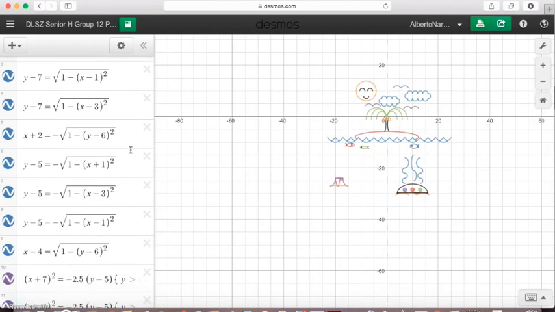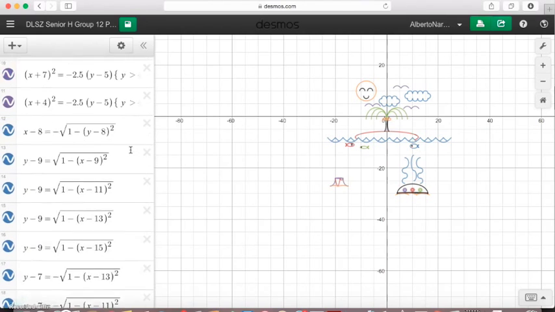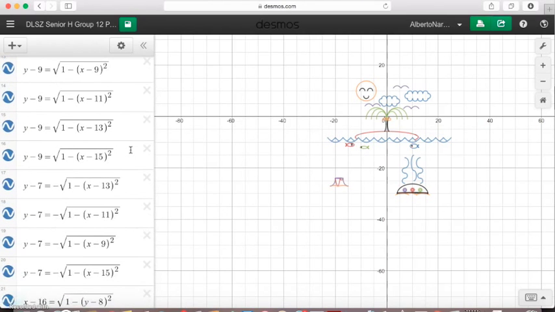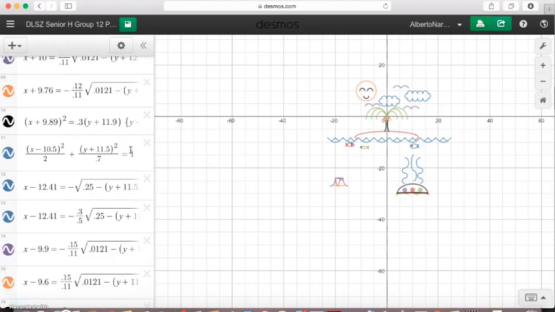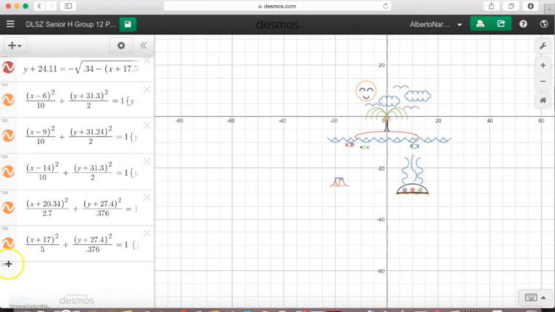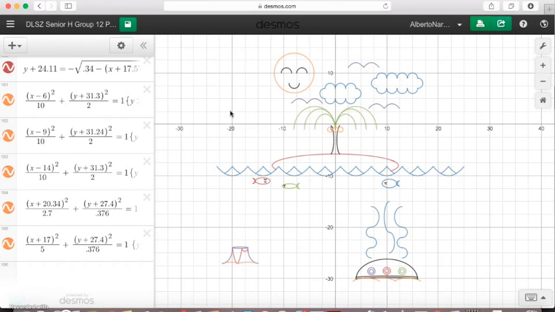If you look at our equations, you can see that we use restrictions to help us minimize the overlapping of each equation. So in total, we have 105 equations. The 5 conic sections helped us creatively make our cover page.